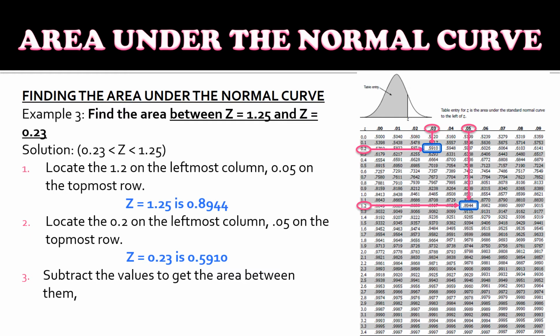So since we're looking for in between, or the area between, just subtract the two values. So that would be 0.8944 minus 0.5910. So the area is 0.3034.